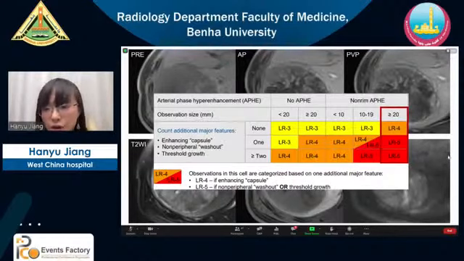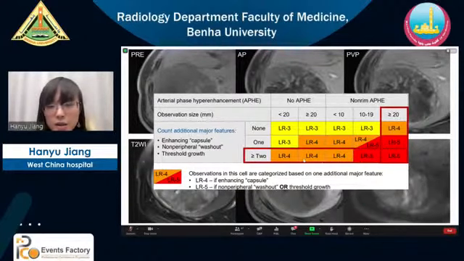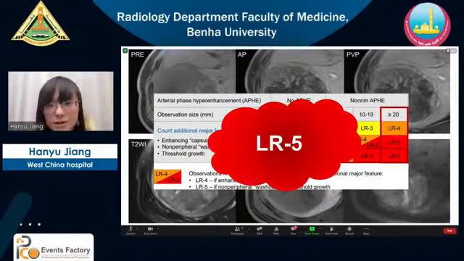So it's over 20 millimeters in diameter, with two other major features, including enhancing capsule and non-peripheral washout. So it's an LR5 observation.